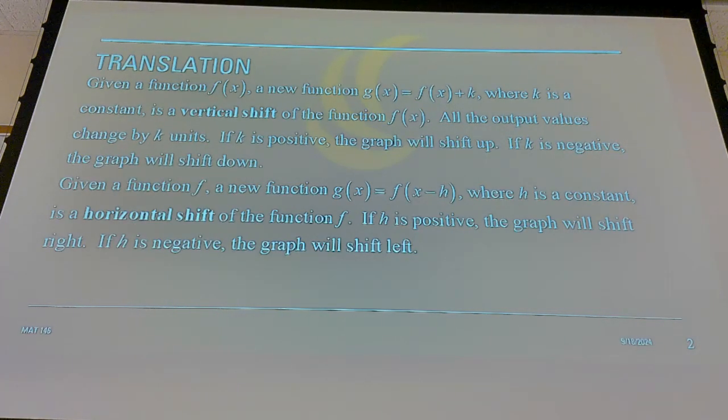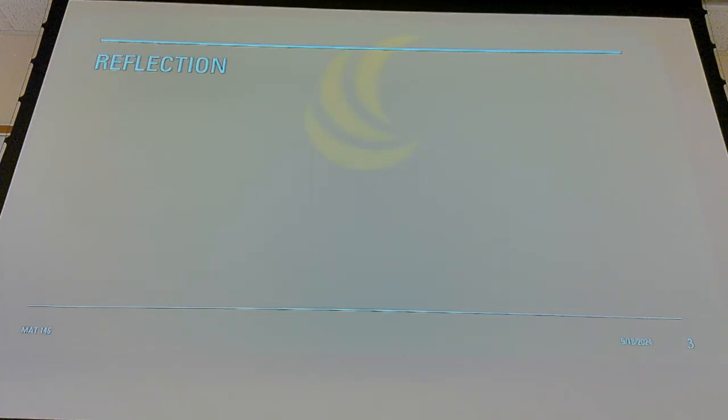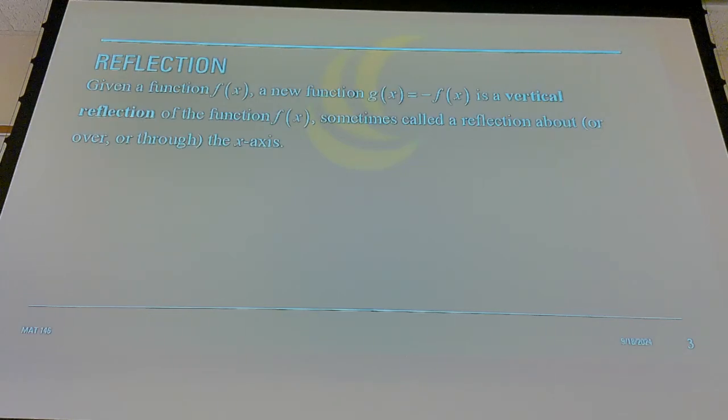Reflections. Given function f of x, the function g of x equals negative f of x is a vertical reflection of f. This is also called a reflection about the x-axis. And again, notice what's changing. We're multiplying the dependent variable, the output, by -1.